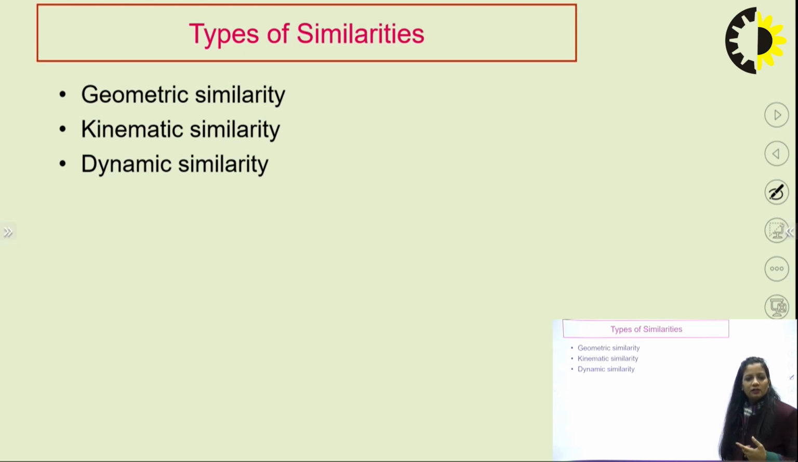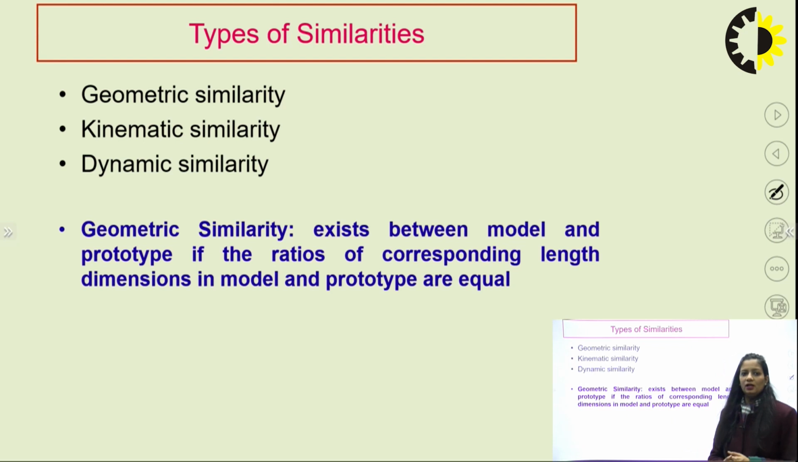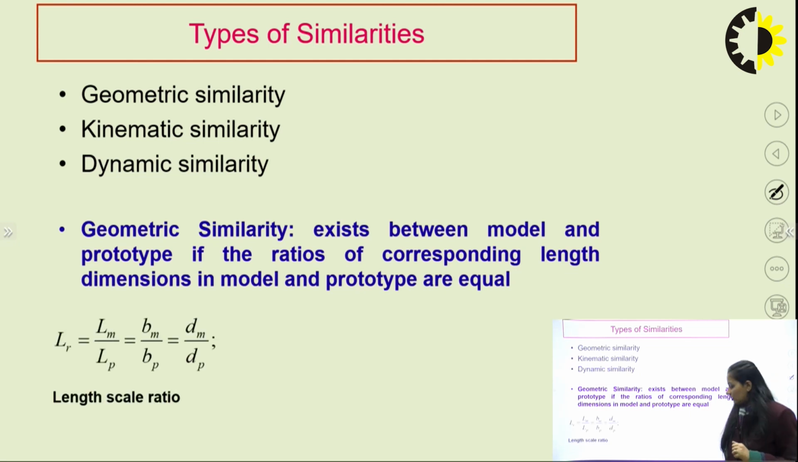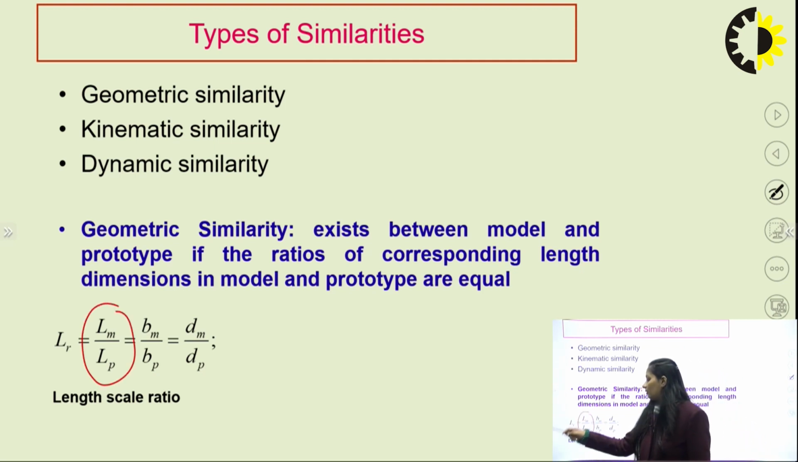The first one is geometric similarity, the second is kinematic, and the third is dynamic similarity. Now, what is geometric similarity? As the name suggests, it exists between model and prototype if the ratio of the corresponding length dimensions in the model and prototype are equal. That means the ratio of corresponding lengths, length in model divided by length in prototype.